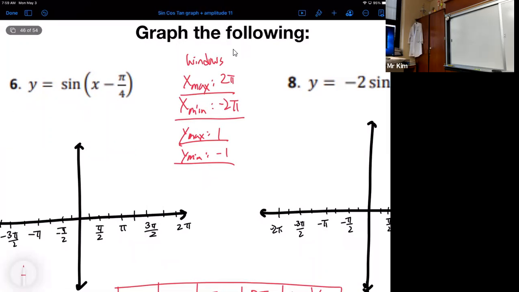Because you move it to the left, not to the right. Just make sure you label the X right.